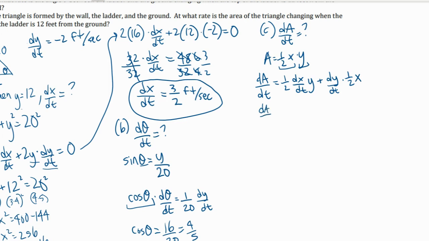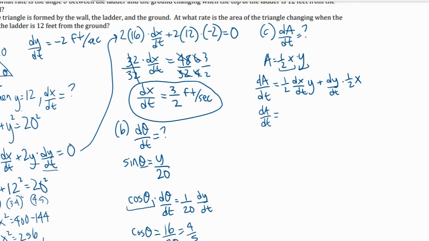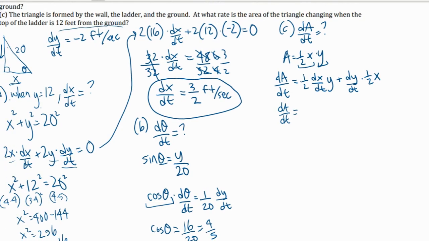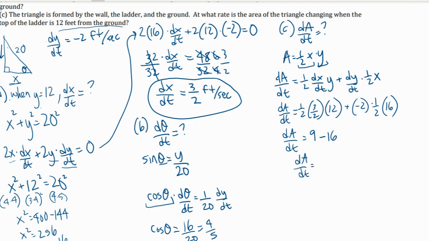So you do have to use the product rule. dA dt is what we're trying to find. And since in all of these instances, it's when the ladder is 12 feet from the ground, I can go ahead and just use my previous information. So dx dt was 3/2, y is 12, dy dt was -2, and x was 16. So dA dt is equal to 36 over 4 is 9, minus 16. So we get dA dt is equal to -7. And we are in feet squared per second.